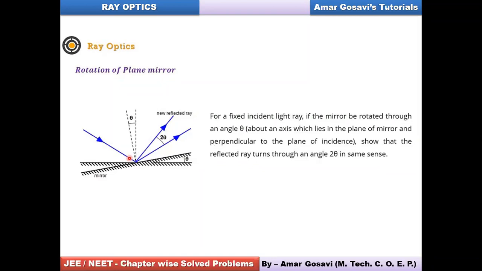So for a fixed incident ray, if the mirror is rotated through angle theta, then you are supposed to show that the reflected ray turns through an angle 2 theta in the same sense. The proof is not incorporated in your syllabus, friends, but so far as knowledge is concerned, you should be aware of how much the reflected ray would get rotated by. The proofs are available in Modern's ABC of Physics, so you can have a look at that. And if you still don't understand, we can have an individual discussion on that.